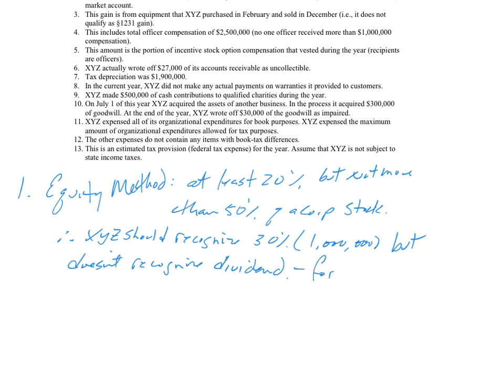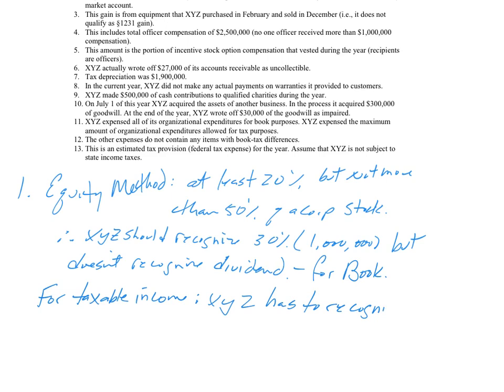And this is for book. Now, what do they have to do for tax method, for taxes? For taxable income, XYZ has to recognize the amount of dividends received. All right, so that's one.